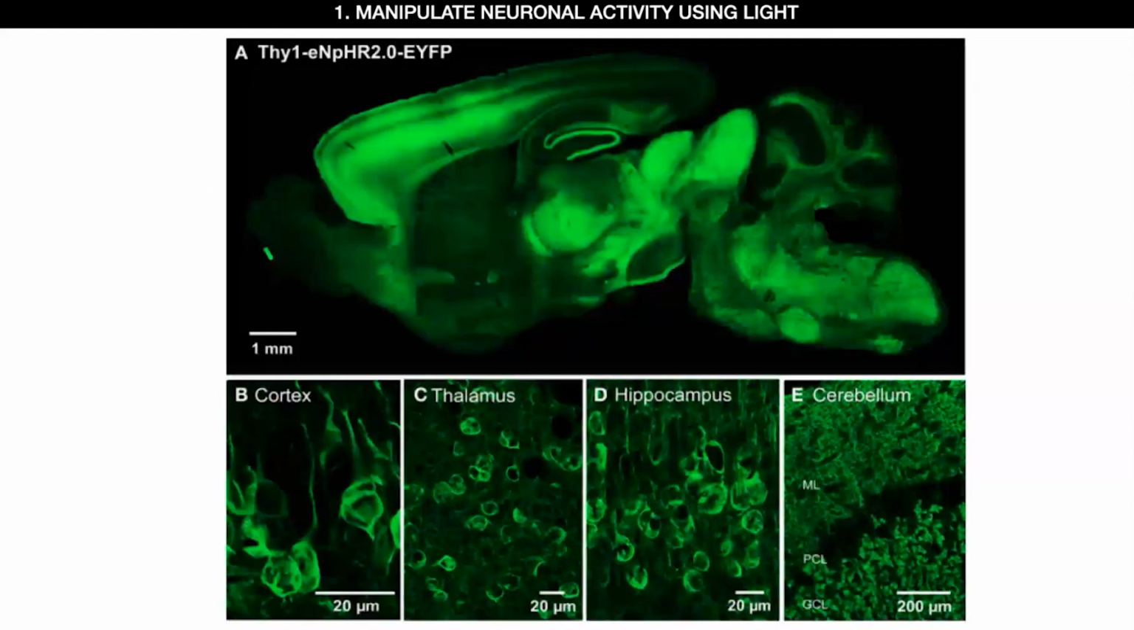Here is another example of a mouse brain in which you can see an inhibitory opsin, which is eNpHR, under the TH promoter, which is a promoter that is present in all the cells. And so in this case, you can have opsins expressed within all the different areas of the brain. And then you can target whatever area of interest you want.